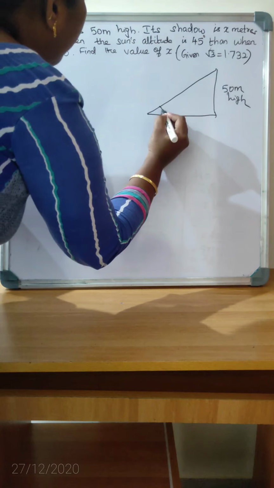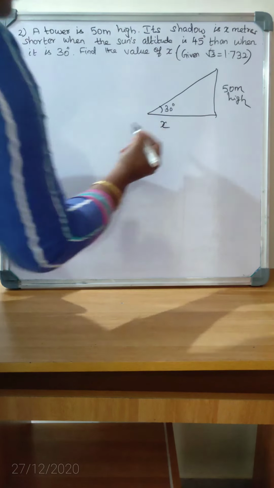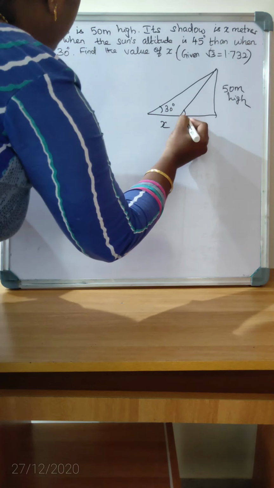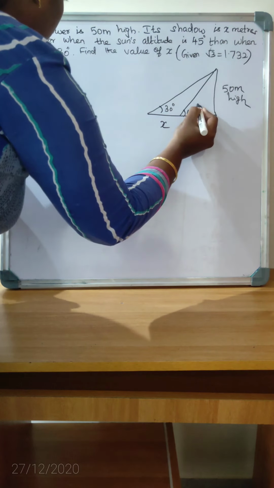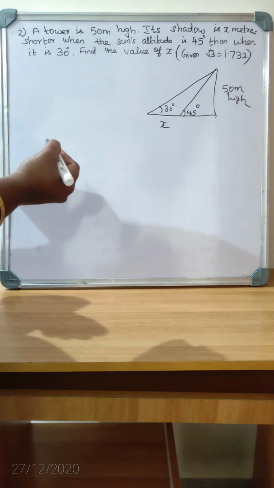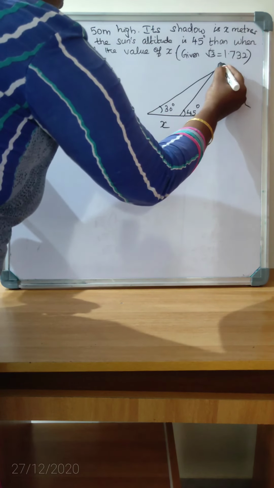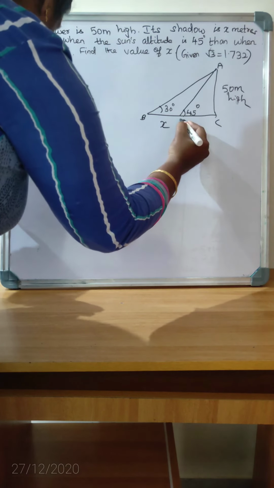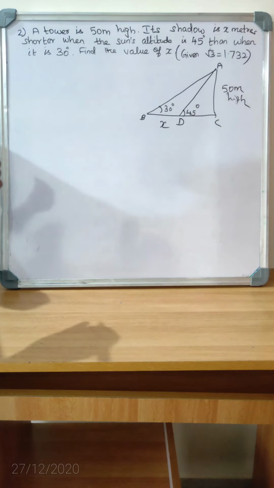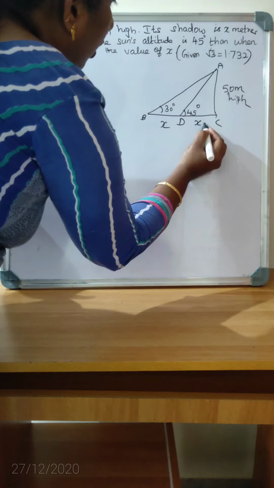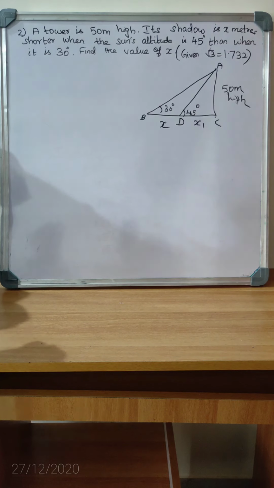So now the elevation is 30 degrees, and when it falls to 45 degrees, we don't know the distance. So we're going to name the triangle ABCD. This distance we're going to keep as x, and this we're going to keep as x1.